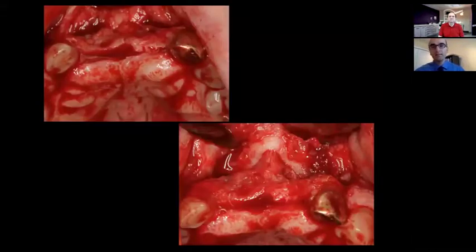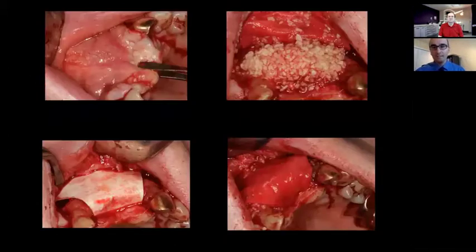And then 6 weeks after, we raise the flap, and you see a huge bone deficiency on the buccal aspect. So this bone needs augmentation. So we did the guided bone regeneration with the periosteal scoring to be able to provide primary closure. This is my collagen membrane over the allograft.